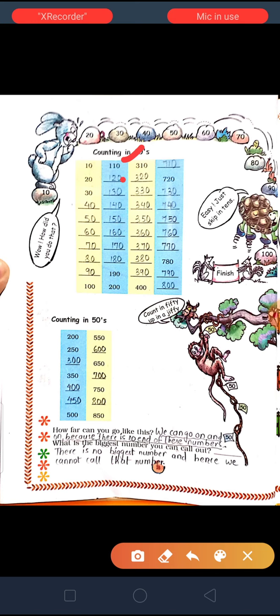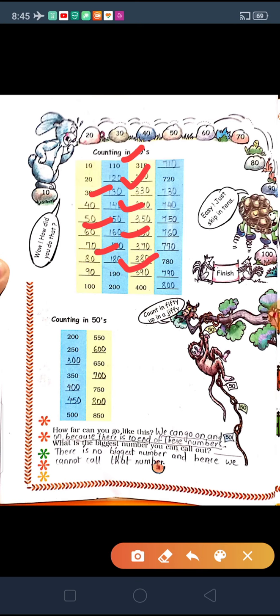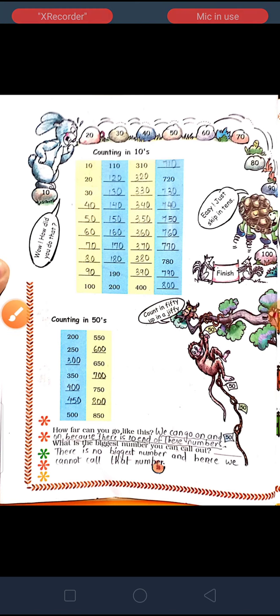110 plus 10, you will get 120. 120 plus 10, you will get 130. 130 plus 10, 140. 140 plus 10, 150. 150 plus 10, 160. 160 plus 10, 170. 170 plus 10, 180. 190 and 200 they have already given.